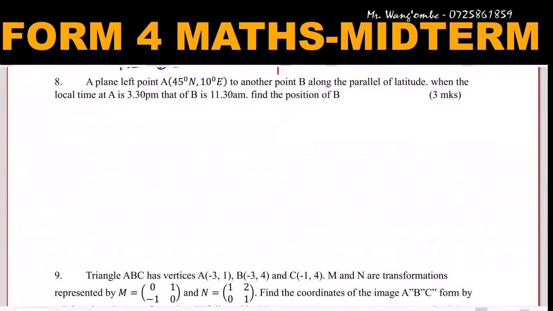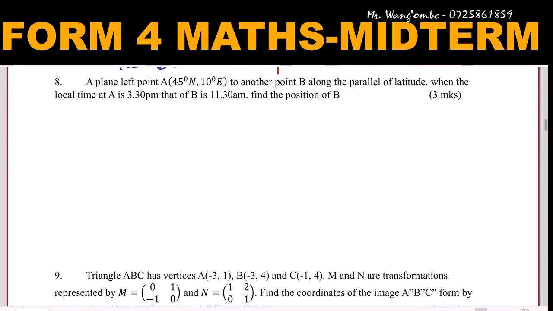Question 8. A plane left point A 45 degrees north, 10 degrees east to another point B along the parallel of latitude. When the local time at A is 3:30 p.m., that of B is 11:30 a.m., find the position of B.